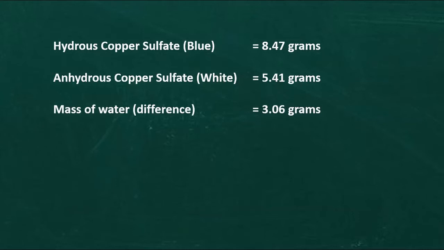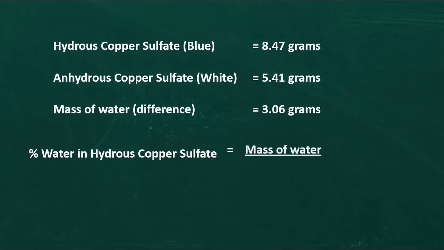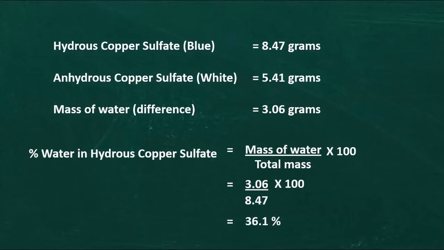If we now express that quantity of water as a percentage of the hydrous copper sulfate, we will determine that by taking the mass of the water and dividing it by the total mass, multiply by 100 because we want a percentage. We'll have 3.06 divided by 8.47 times 100 equals 36.1%.